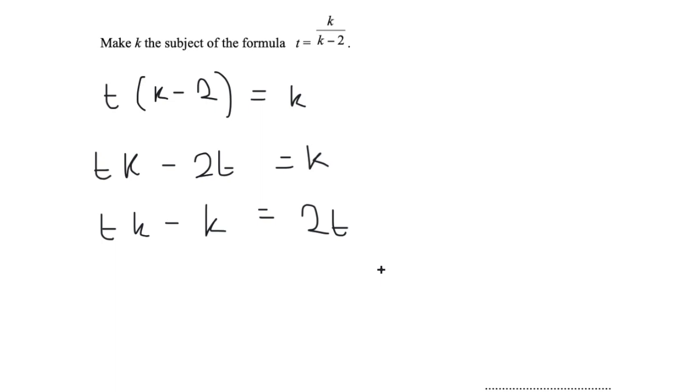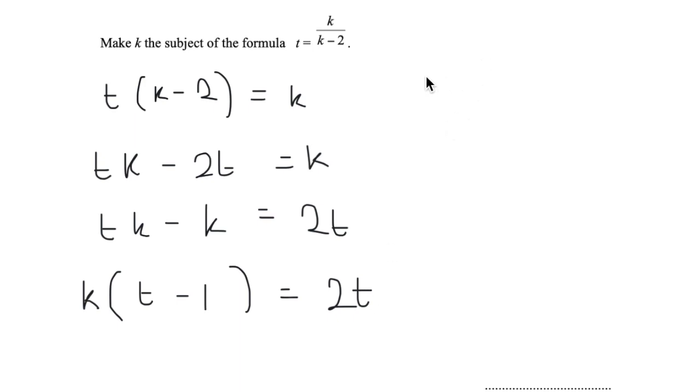And then the bit people struggle with is this next step. So what you want to do is take k out as a factor. So just like you would factorise brackets, we're going to write k on the outside and then think about what needs to go in these brackets, so that when we multiply them out by k, we get this answer up here. So we've got tk, so something times k needs to equal tk, so that's just going to be t. And then something times k needs to equal minus k, so that's going to be -1. And that is all equal to 2t.